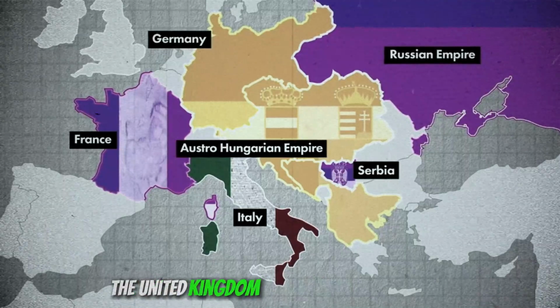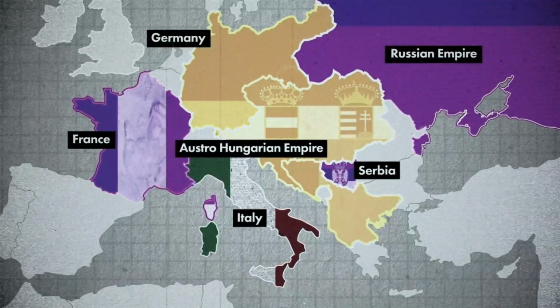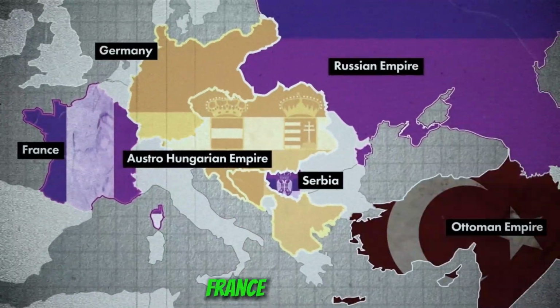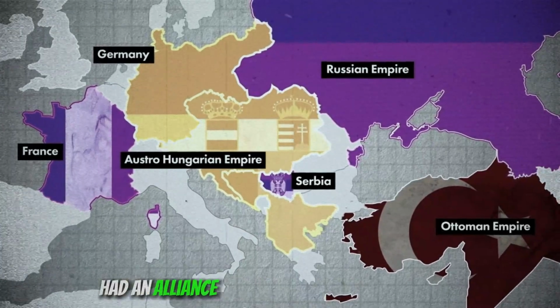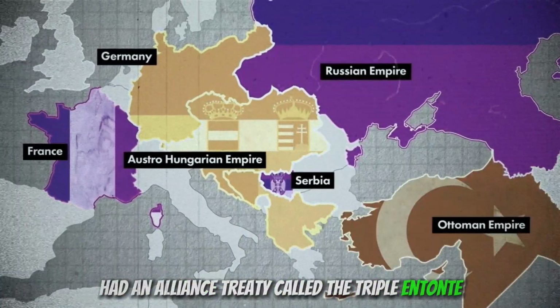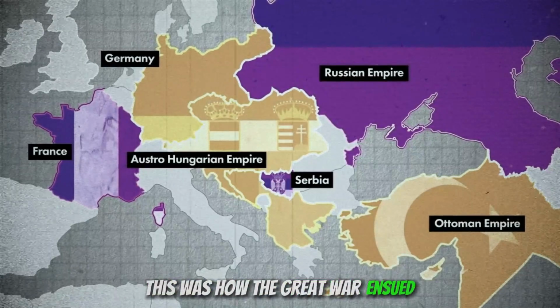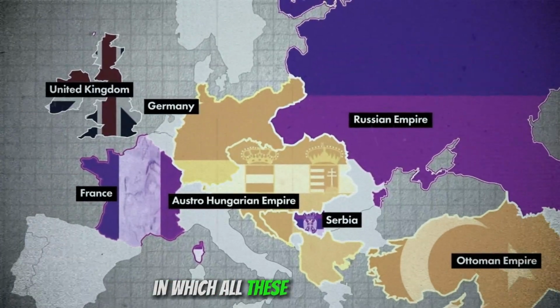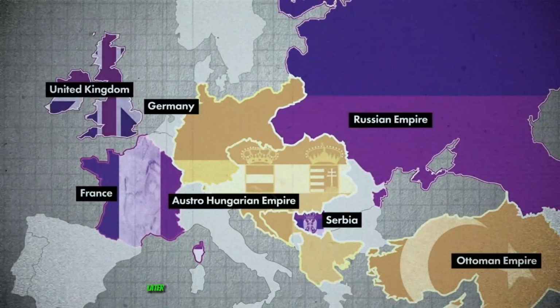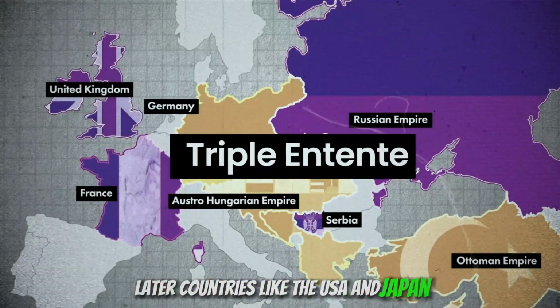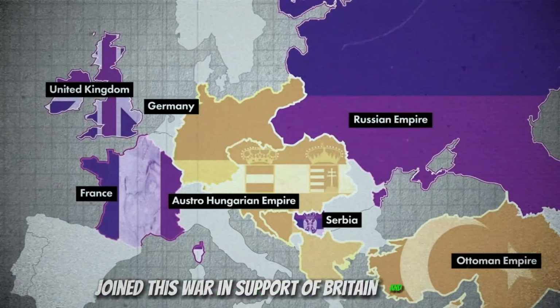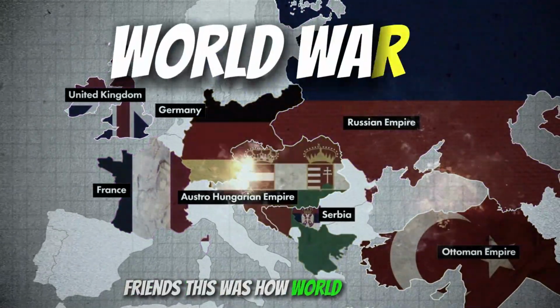The United Kingdom gets involved in this too, because Russia, France, and Britain had an alliance treaty called the Triple Entente. This was how the Great War ensued, in which all these countries were at war with each other. Later, countries like the USA and Japan joined this war in support of Britain and France. Friends, this was how World War I began.